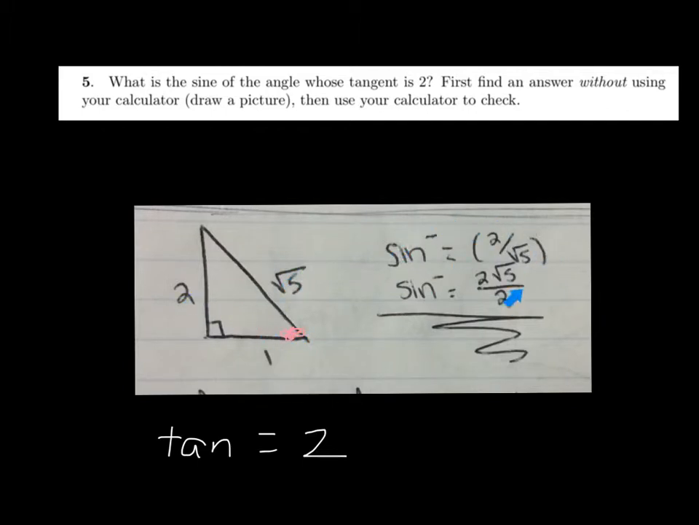Does anyone see an issue with that right there? Should be 2 root 5 over 5. Yeah, so when you multiply top and bottom by root 5, the numerator is correct, but the denominator is going to be 5 there. So it should be 2 root 5 over 5.